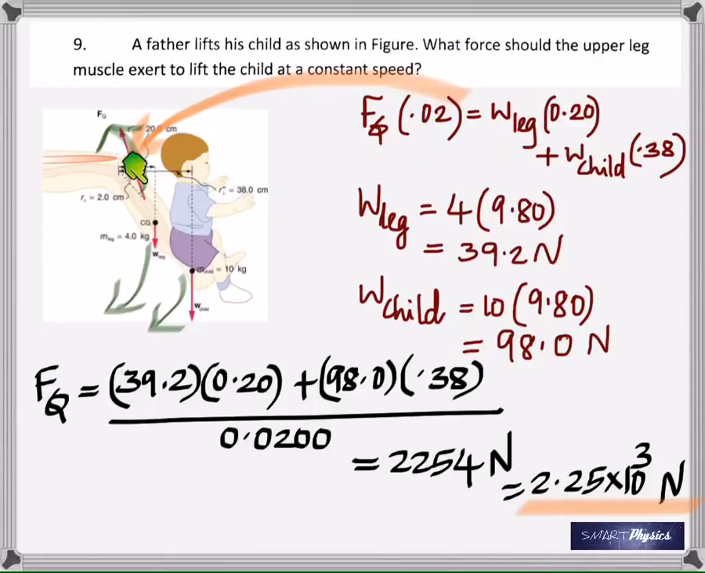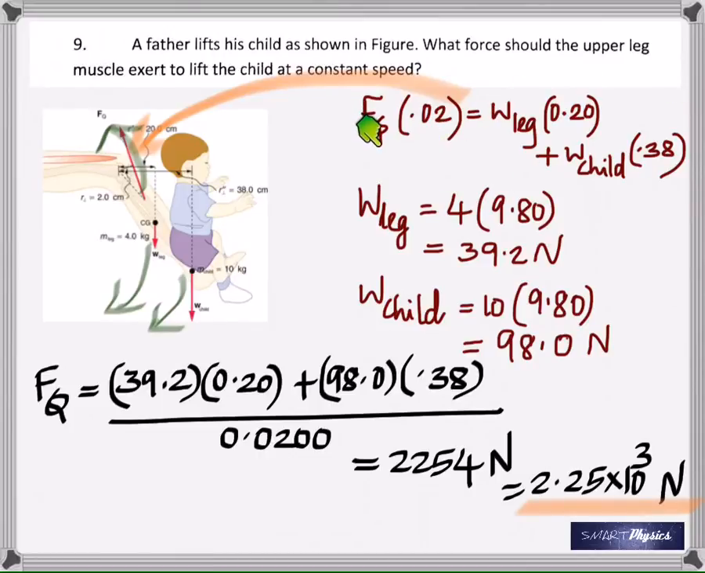Should be equal to the counterclockwise, which is F_Q times that really small distance there, 2 centimeters, which you see here, 2 centimeters. So when you do that, you get the weight of the leg. Of course, you have the weight of the leg because the masses are given. Just multiply with 9.8. So once you get that, plug it in here. So that's 39.2. This is 98. And when you do the math, you get it as 2.25 times 10 to the 3. You got to substitute all those numbers in here and calculate.